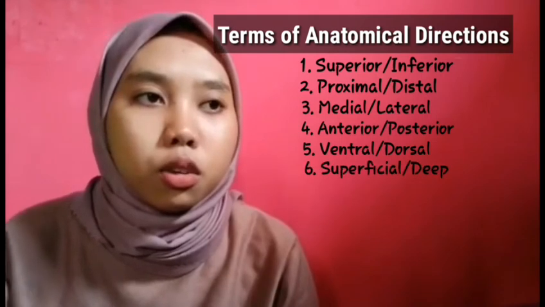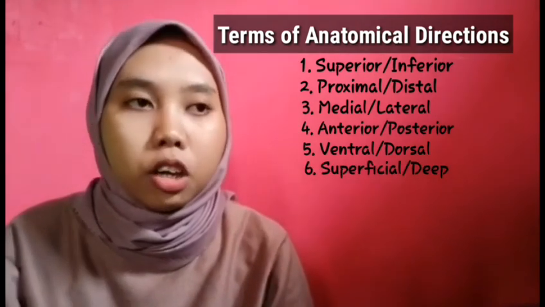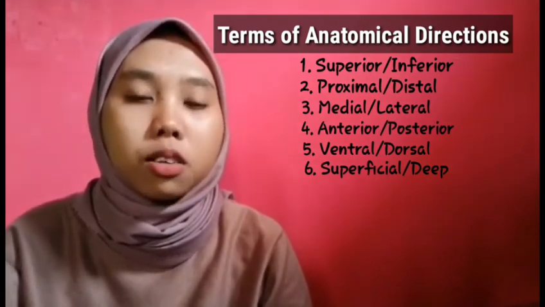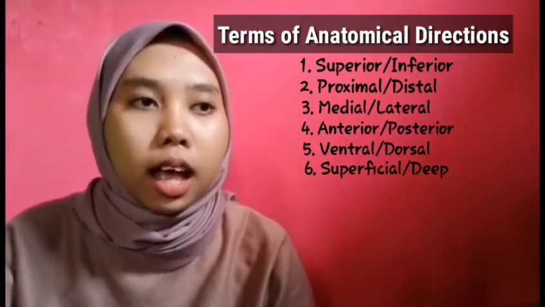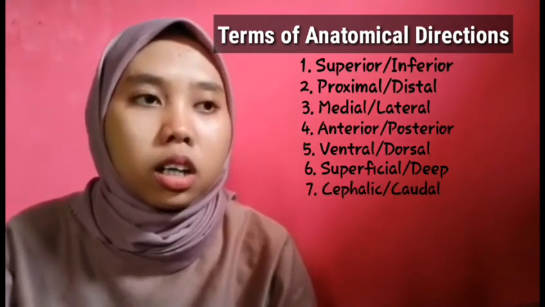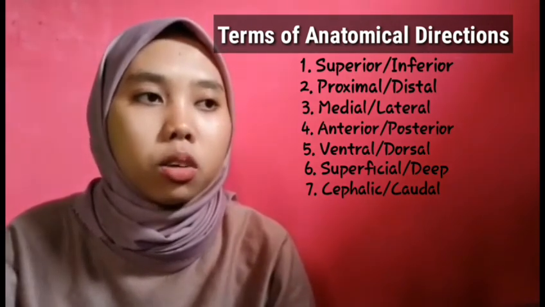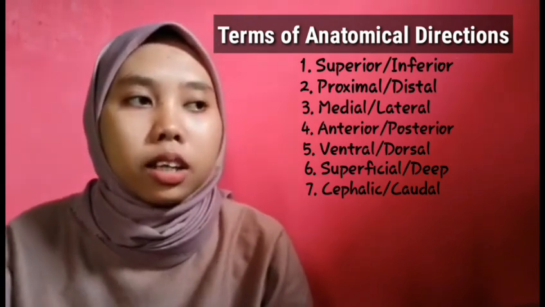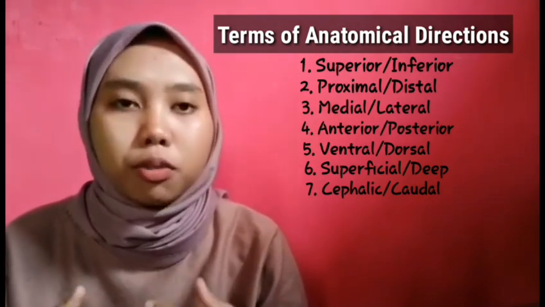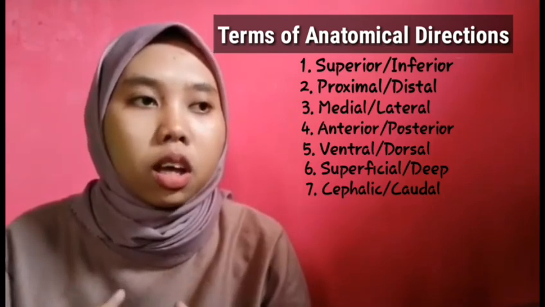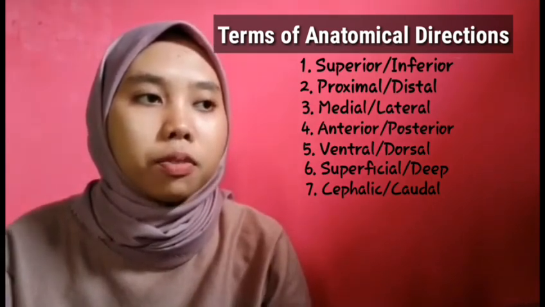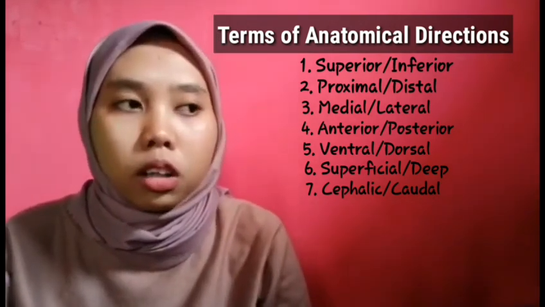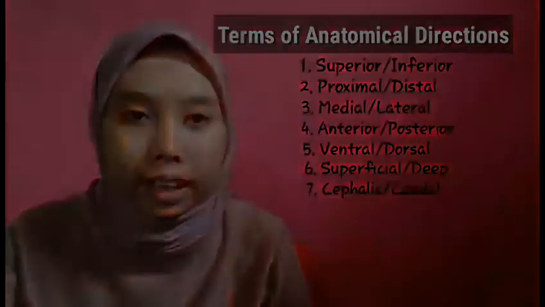Six, superficial or deep, equivalent to closer to the surface and farther from the surface. And the last, cephalic or caudal, equivalent to closer to the head and closer to the tail. This is more useful for four-legged animals with tails than for upright humans with only vestigial tails.